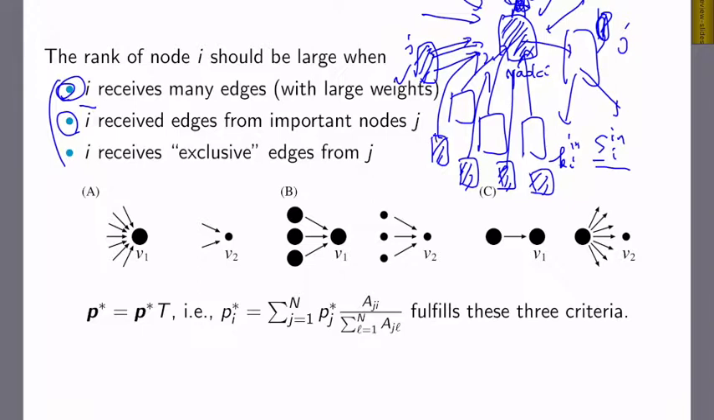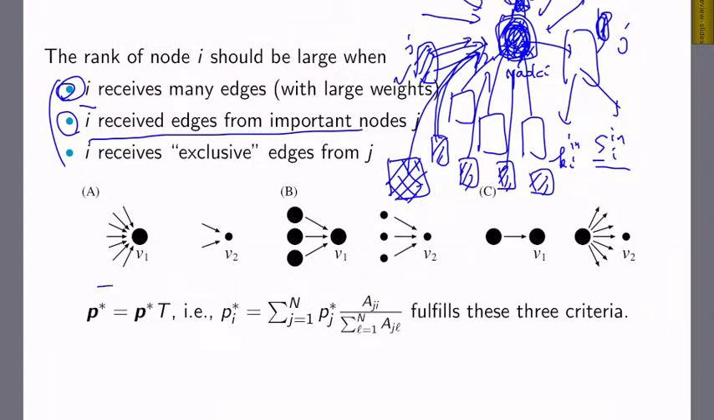So even though there are many incoming edges, they won't count toward the importance of this node I. Okay, this is the second criterion. What is important is to receive a hyperlink from an important website. If this particular website is important, then it makes this website I important.